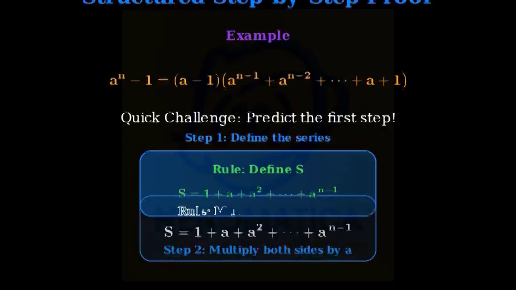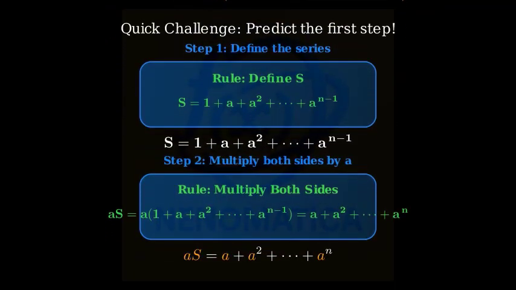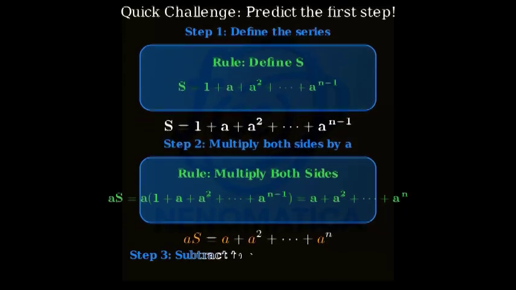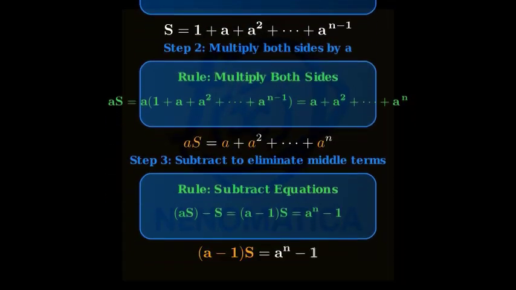Step 2. Multiply both sides by a. This shifts each power up by 1. Notice the change from s to as, and the last term becomes a to the n. Step 3. Subtract the first definition from this new equation. On the left, we get (a minus 1) times s. On the right, everything cancels except a to the n minus 1.